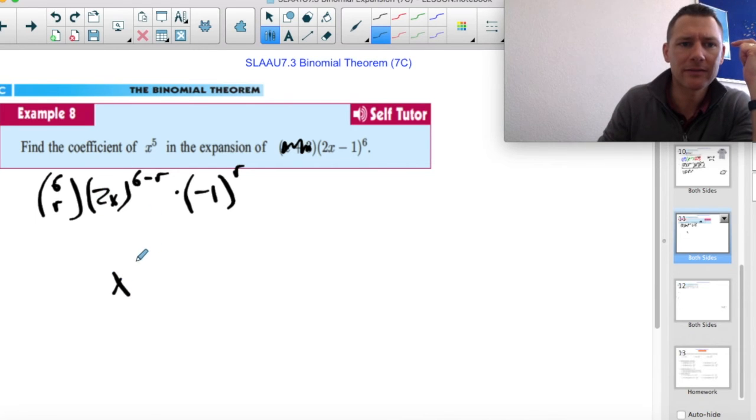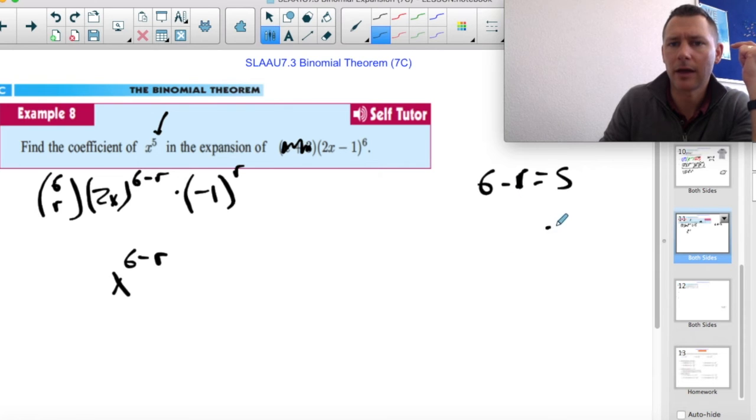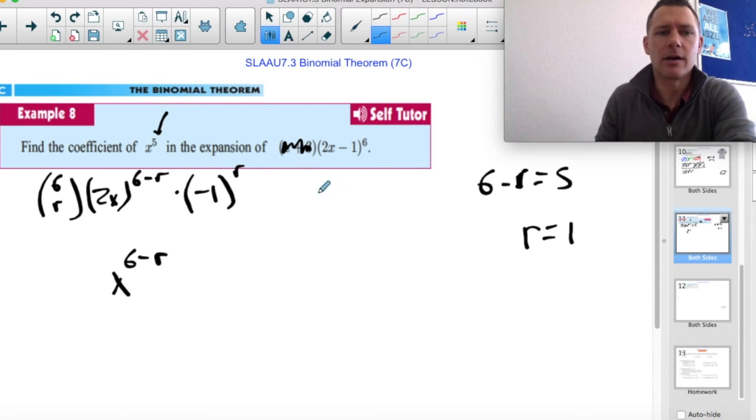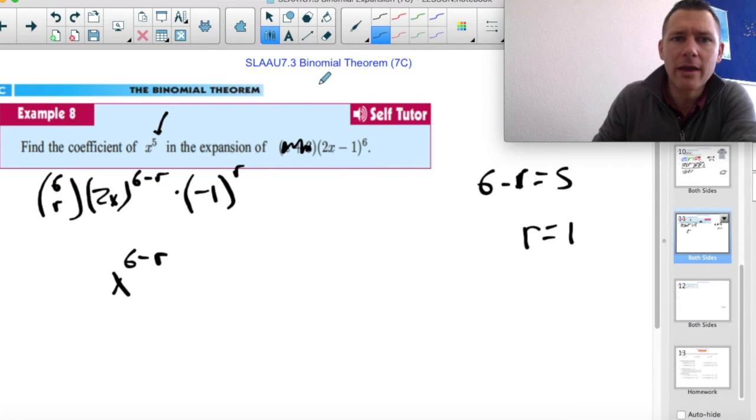So it looks like all my x's, I don't have to cluster them. It looks like my x's have this, and I want that exponent to be 5. This is an r. I want that exponent to be 5, right? So r has to be, add an r, subtract r, has to be 1, right? So r has to be 1. Yeah, okay, easy. So when you get x to the fifths, you have an r value of 1.